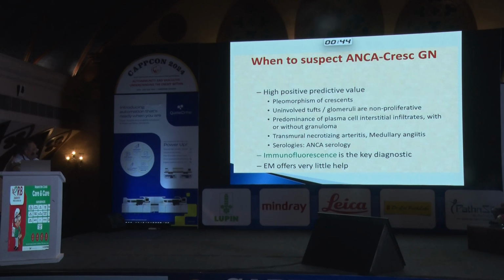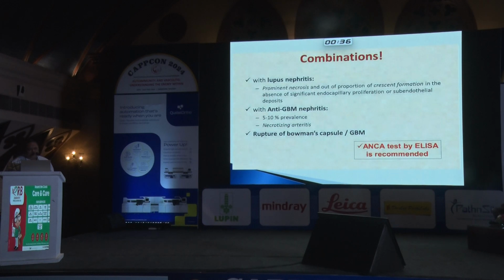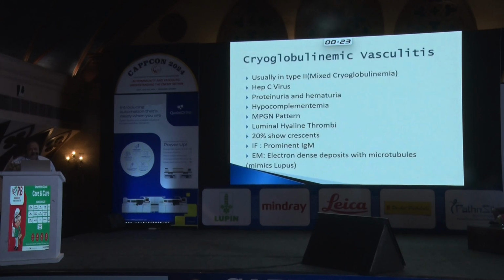But the key diagnostic help is by immunofluorescence. So we can have various combos. How to sign out: total number of glomeruli in the core, glomeruli affected by crescents, the glomerular tuft necrotizing lesions percentage, tubulointerstitial findings, and vessels. I'll just quickly rush through.